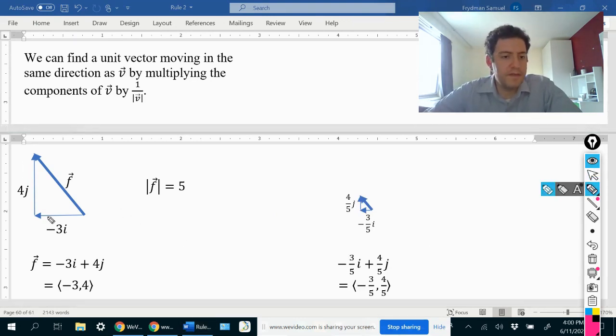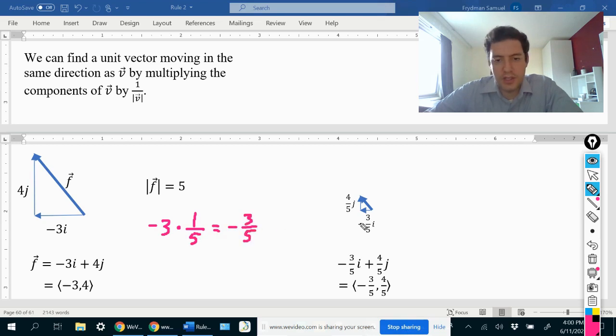Okay, so in other words, if this component was -3, and we multiply that by 1 over the magnitude of vector f, which is 5, so 1 over 5, then we would get -3/5, which you can see that I wrote over here. And if we multiply this component by 1 over 5, again, 5 being the magnitude of vector f, then we would get 4 over 5, okay? And that's what I wrote over here.